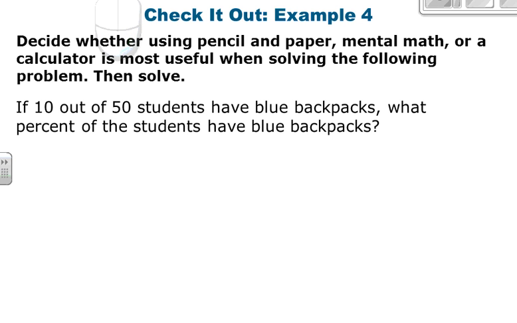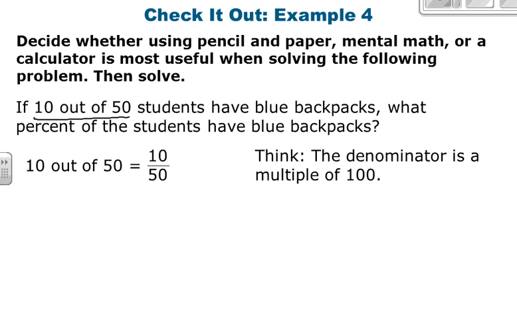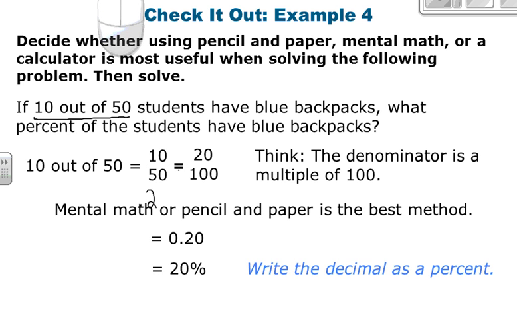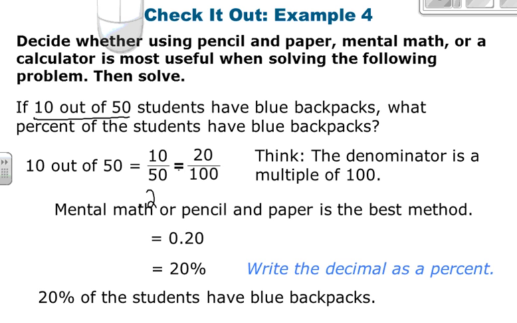So try this one out, pause the video. I'll give you a little hint if you need it: 10 out of 50. So we're going to do 10 over 50, which gives us that shortcut of multiplying by 2, or we could have divided and gotten 0.2 as our answer. So 0.2 is not the final answer, it's just the method to get there. 0.2 becomes 0.20, which is 20%. So 20% of the students have blue backpacks.